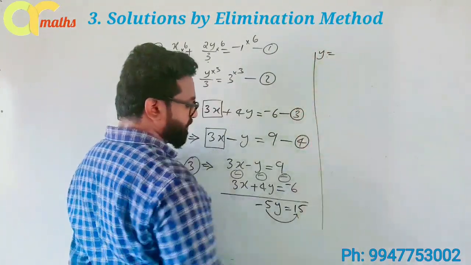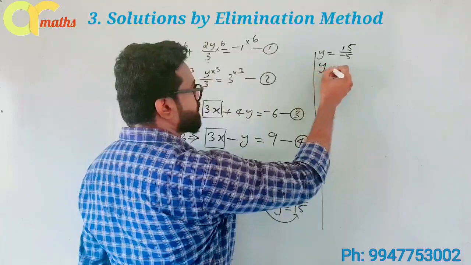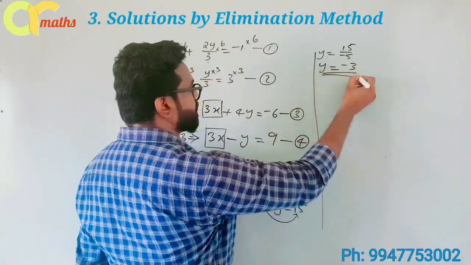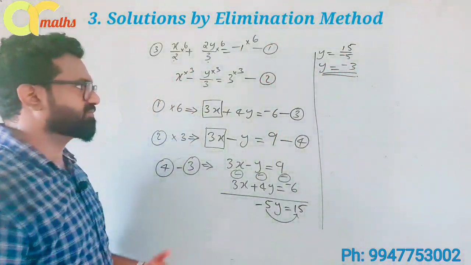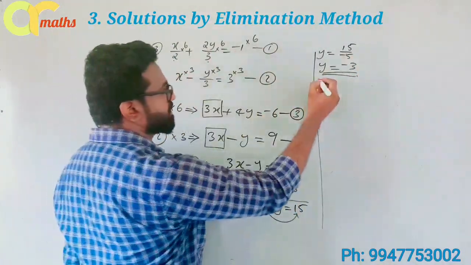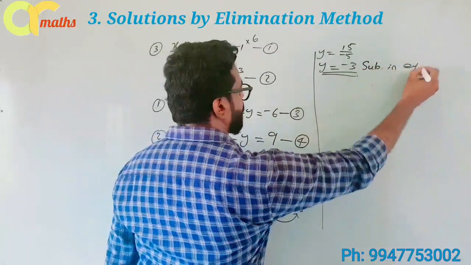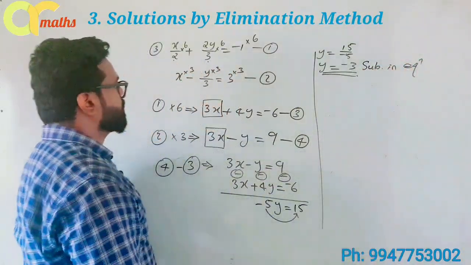Y equal to 15 divided by minus 5. So, you got y equal to minus 3. Then how to find the value of x? By substituting the value of y, minus 3, in any equation. So, substitute in equation 1, 2, 3, any equation.